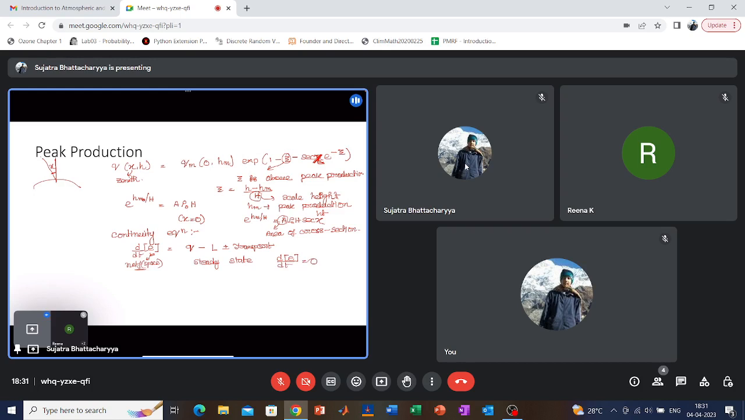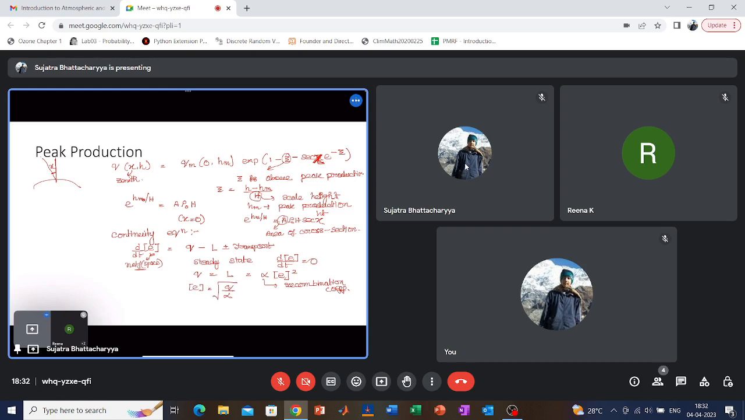Therefore, we can write Q equal to L. And L is defined as alpha times the electron concentration squared. Now, what is alpha? Alpha is the recombination coefficient, the recombination rate, which we have seen in the earlier sessions also. So the electron concentration will be the square root of Q by alpha. This is the expression which we are getting.